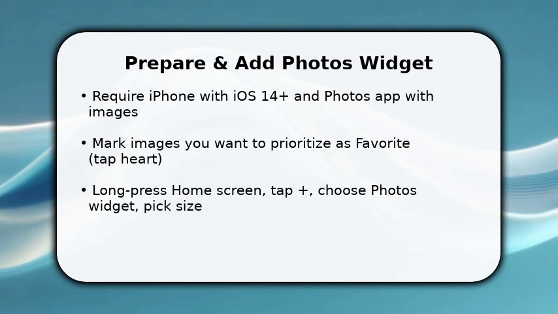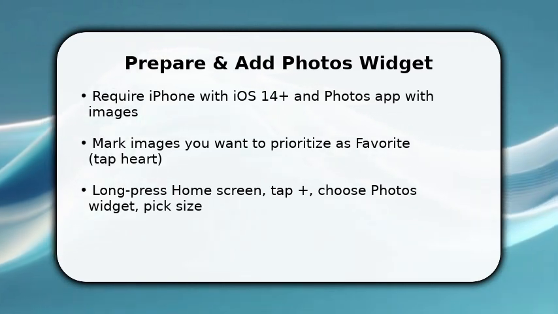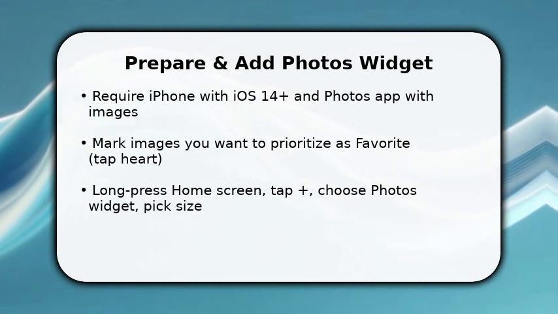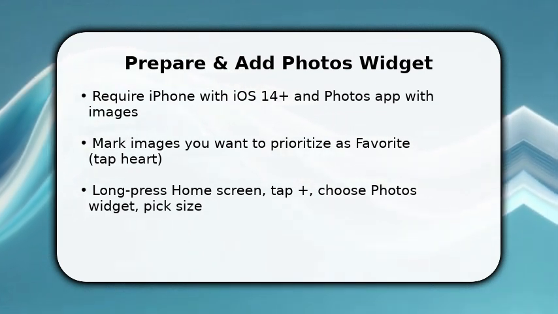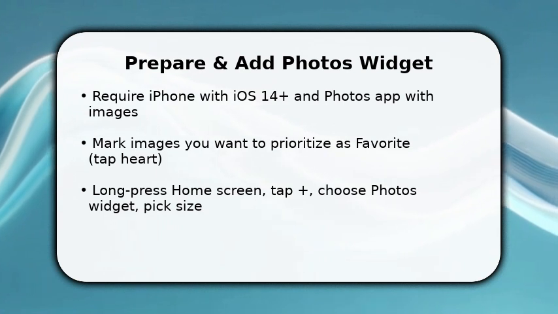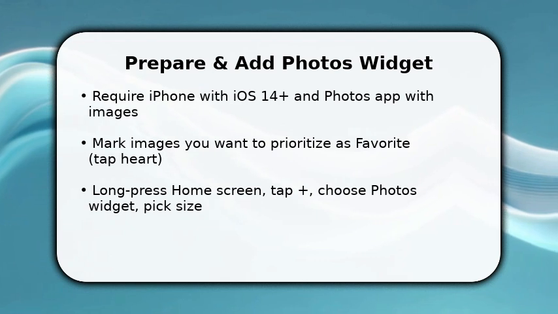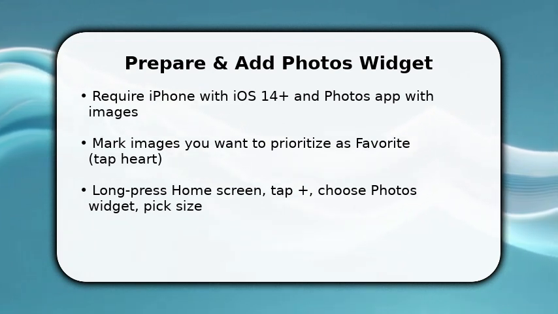Enjoy the video. You need iOS 14 or later and photos already in the Photos app. First, mark the images you want visible by tapping the heart to favorite them. This nudges the widget toward those pictures. Once done, long press a blank area on your home screen until icons jiggle, tap the plus button, find Photos, and pick the widget size you want.